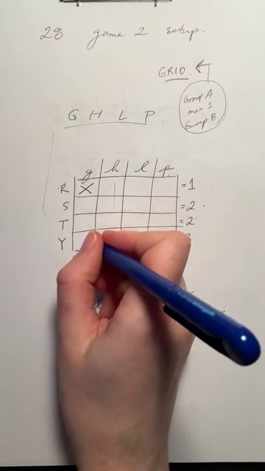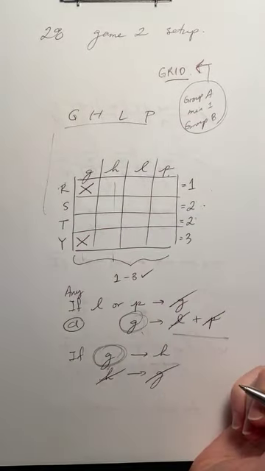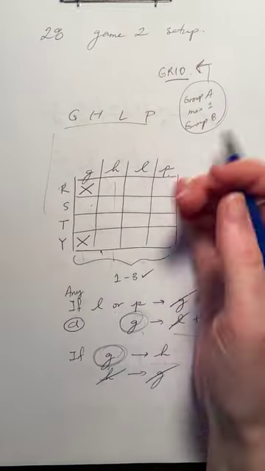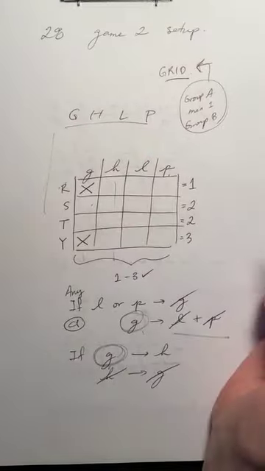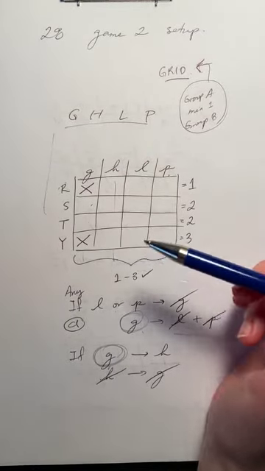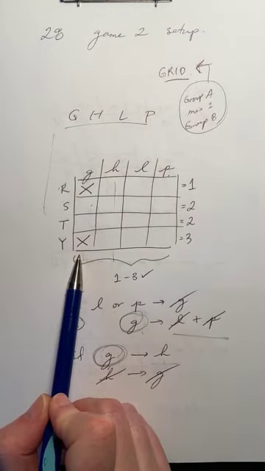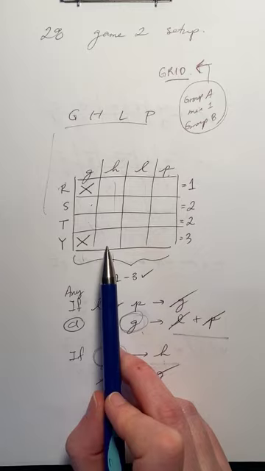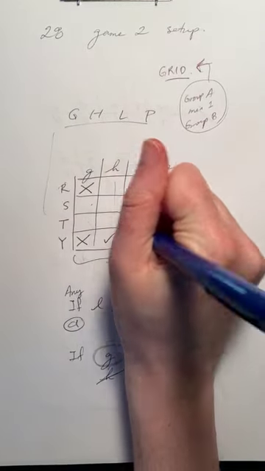G also cannot learn Y. G learns either S, T, or both, right? It's inclusive of the possibility of both. And because G doesn't learn Y, and we know that Y is learned by 3 of the researchers, that means everybody else learns Y.